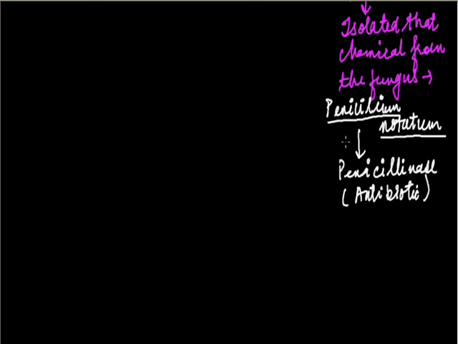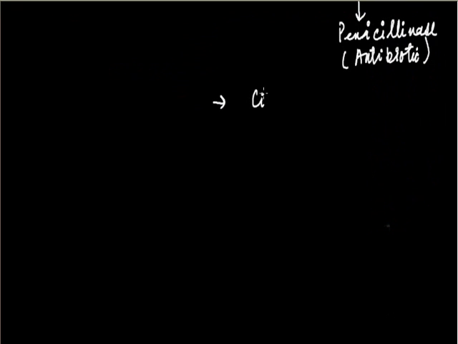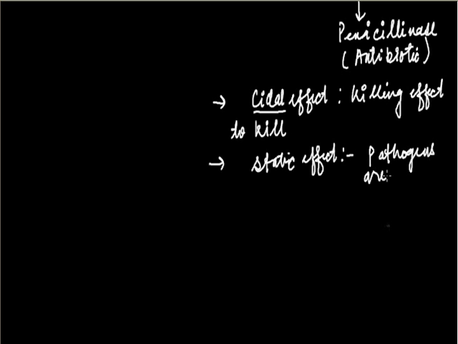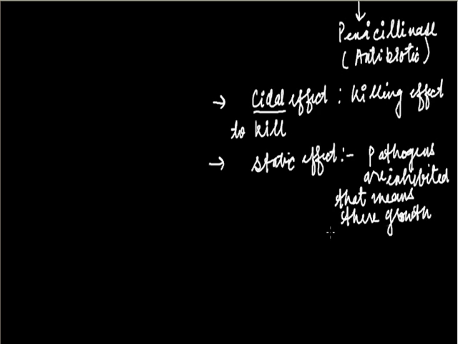Antibiotics have two types of effects. One is the cidal effect. I already told you, the cidal effect is the killing effect. Cidal means to kill. The other one is the static effect. In the static effect, the pathogens are inhibited, which means their growth is stopped. They are not killed completely, they are just inactivated.